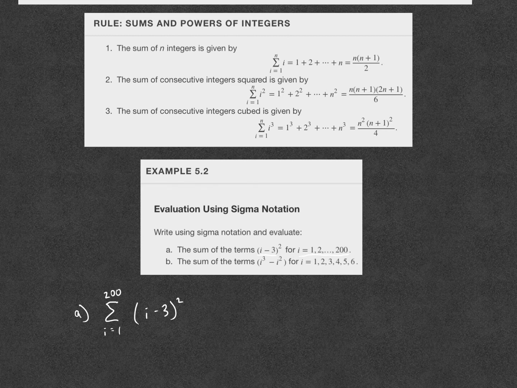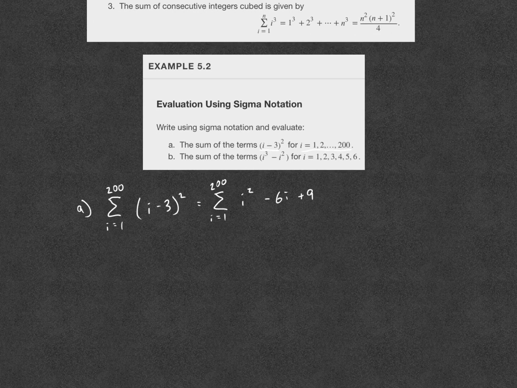In order to use the formulas above, what we need to do is first expand out that algebra, 1 to 200, and we get i squared minus 6i plus 9. i minus 3 times i minus 3, the result is a trinomial. And then what we can do with that summation, let me throw it into parentheses, is split it up and factor. Okay, so here's what I mean.